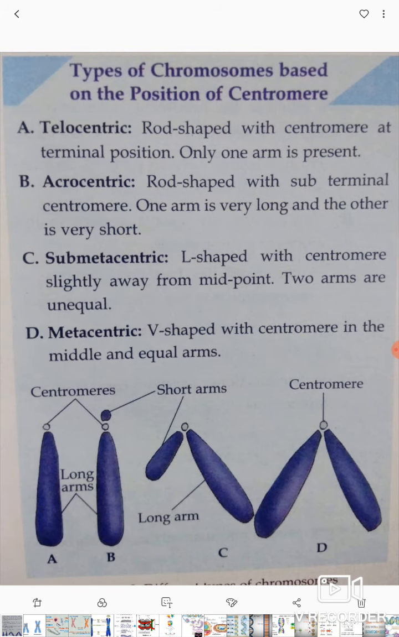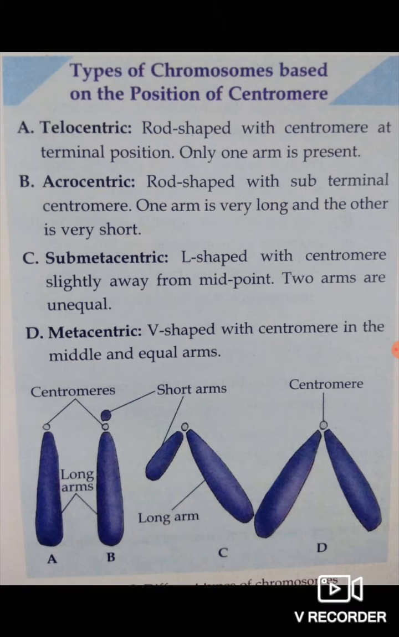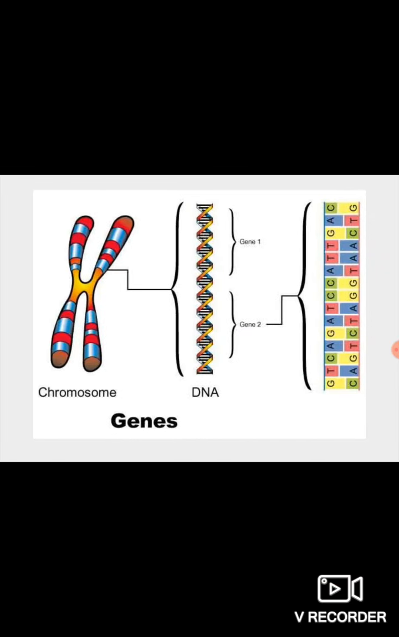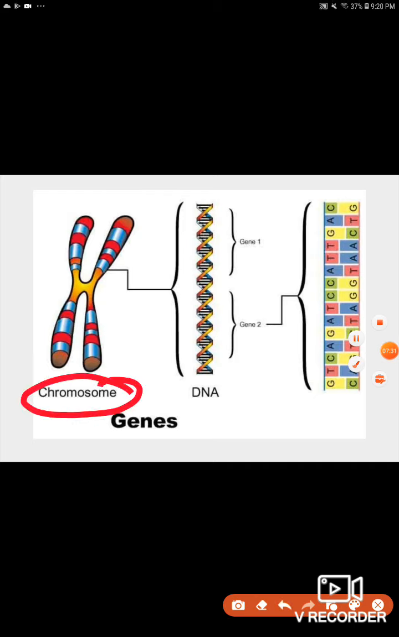These are the notes for the types of chromosome. Now, what is a gene? Chromosomes contain segments of DNA. Here in this figure you can see a chromosome which contains segments of DNA, and a small portion of this DNA, for example this one or this one, is called a gene.